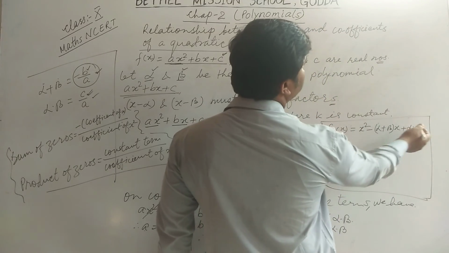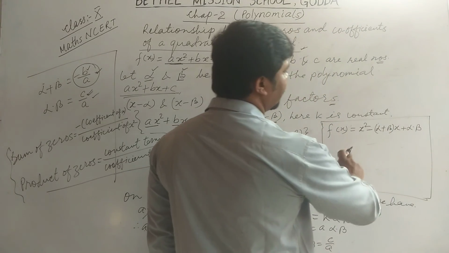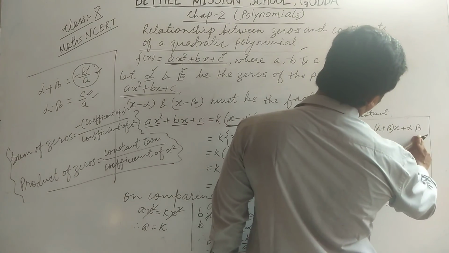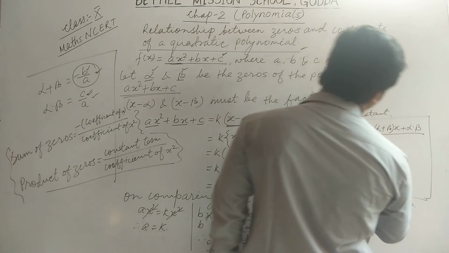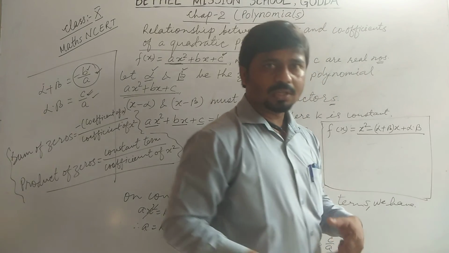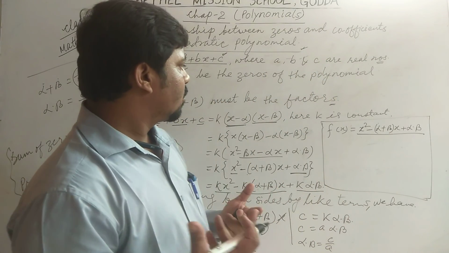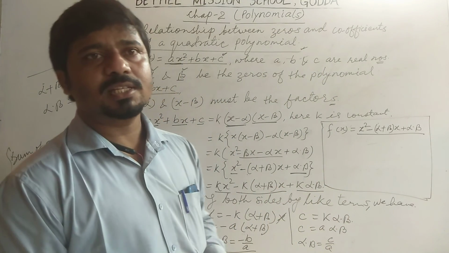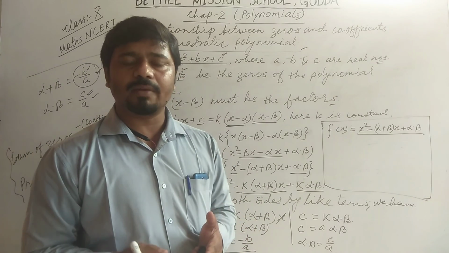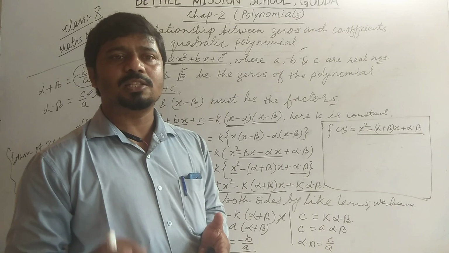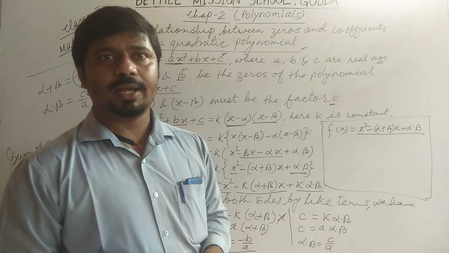Means if the two zeros of the polynomial are given, then we can form the quadratic polynomial with the help of zeros. And if you put in this structure, you will get the quadratic polynomial. In the next class we will see the relationship between the coefficients and zeros of a cubic polynomial. Okay, thank you.